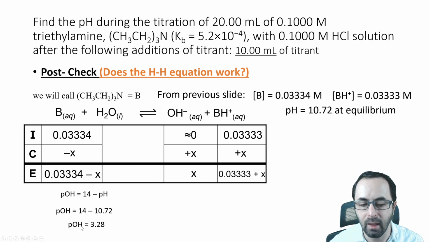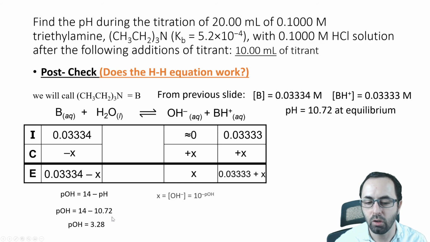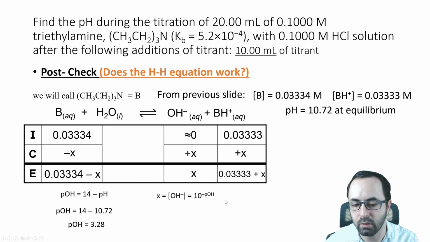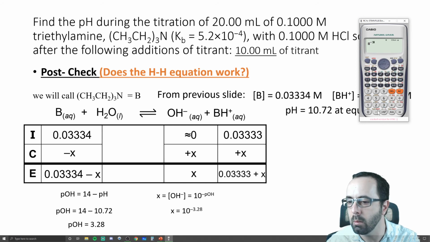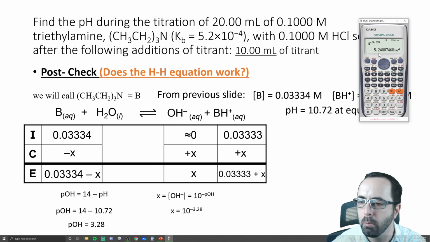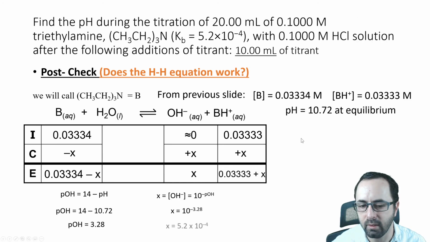Now we can take the antilog of the negative pOH to get the hydroxide concentration, and that will give us X. So we're going to take the antilog of negative 3.28. We hit shift and log, that gives us the antilog, then the negative key and 3.28. And we get 5.2, with 2 sig figs, times 10 to the minus 4 for our X.